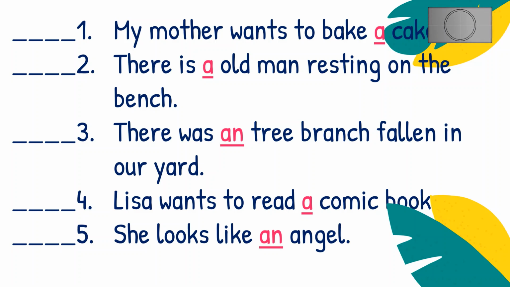And the correct answer for number 1 is check. For number 2, cross, because the sentence is wrong. It should be, there is an old man resting on the bench. Number 3 is cross. The correct answer is, there was a tree branch fallen in our yard. Number 4 is check, and number 5 is check.